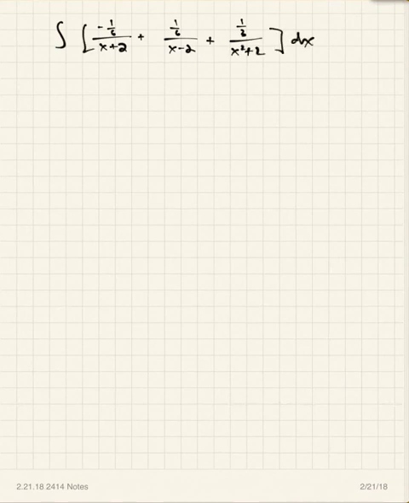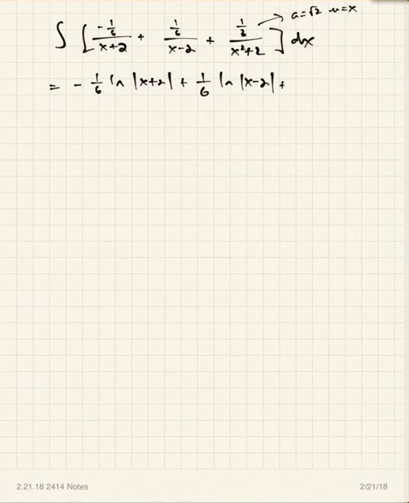And that's actually not a bad integral there at all. The first integral is just a logarithm. That's du over u. So that's negative 1/6 natural log of the absolute value of x plus 2. The second term, also a logarithm, du over u: 1/6 natural log of the absolute value of x minus 2. That last term is an arctangent, where a is equal to the square root of 2, and u is equal to x. So the 1/3 is out front, and then you have 1 over the square root of 2, 1 over a, arctan of x over the square root of 2, and then finally plus a constant.